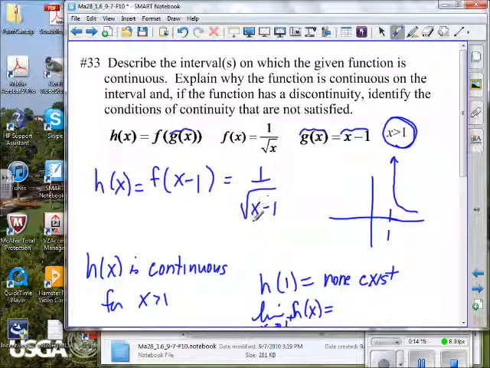What if I put this to be 101? If x is 101, that would be 1 divided by the square root of 100. What's the square root of 100? So that would be 1/10. So if I'm out here at 101, my output is 1/10. If I had x to be 100,000, thank you very much.